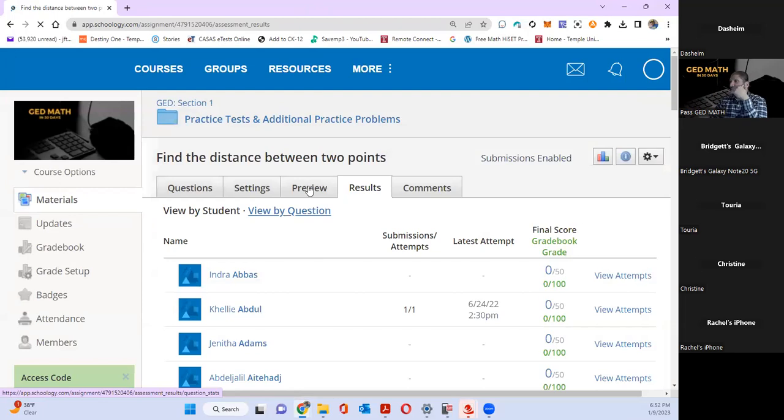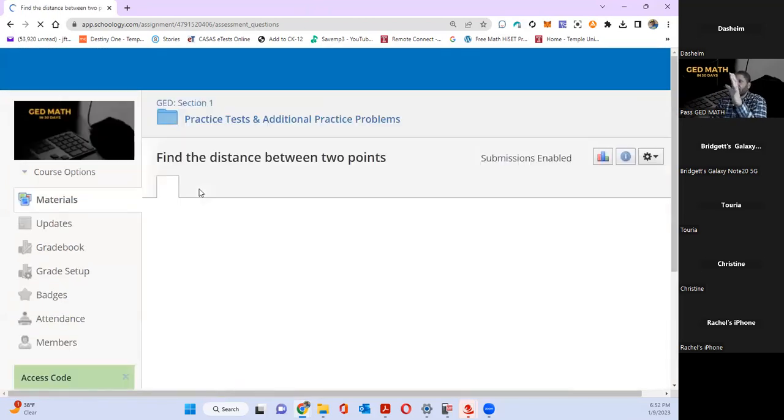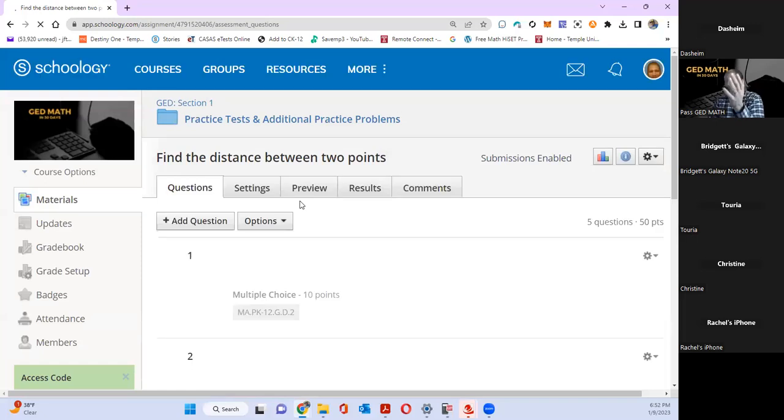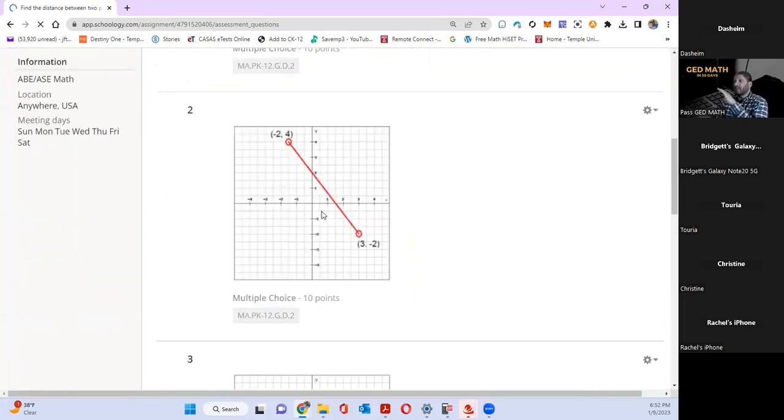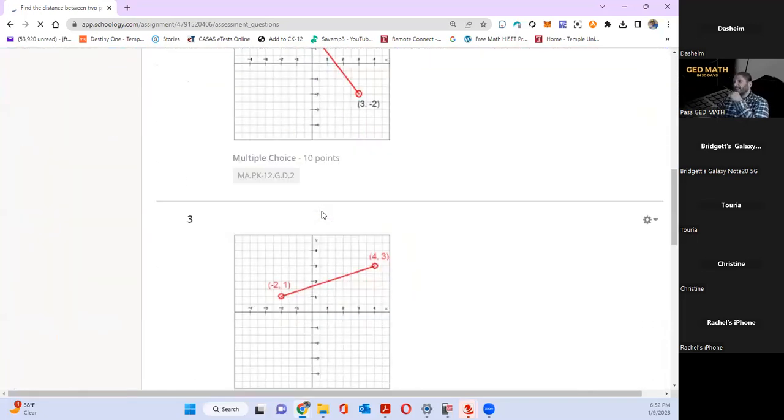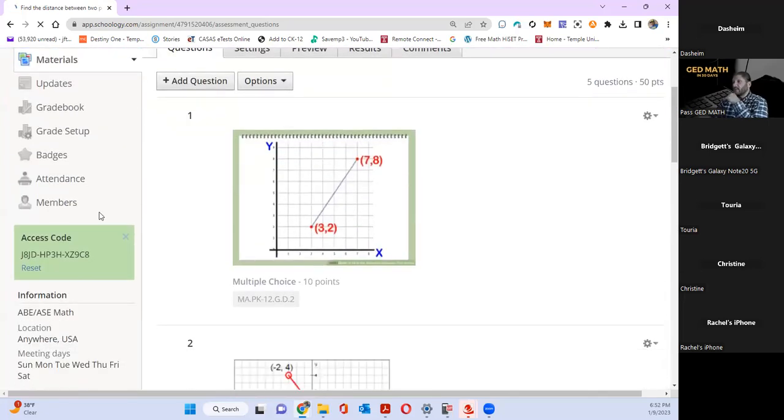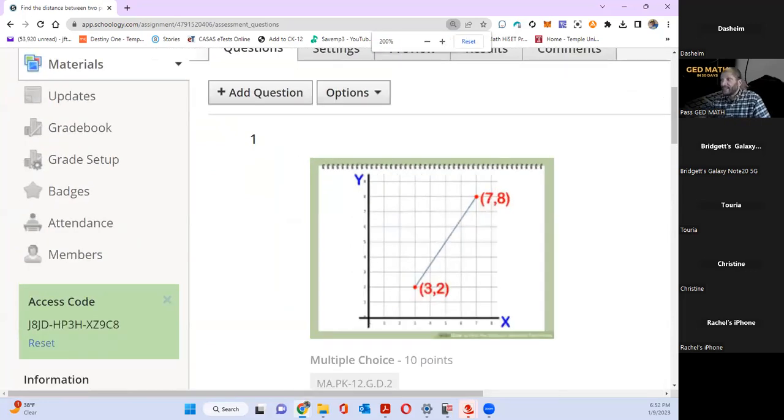Find the distance between 2 points. Let me just go to questions. And I wouldn't spend a whole lot of time on distance between 2 points because you might have one, but I want to make sure you understand how to do it. So for example, let's try the first one. Doesn't matter. Let me make it bigger. The distance between 2 points on a coordinate plane. Okay, this is an easy problem.